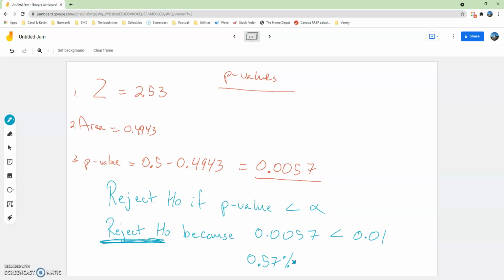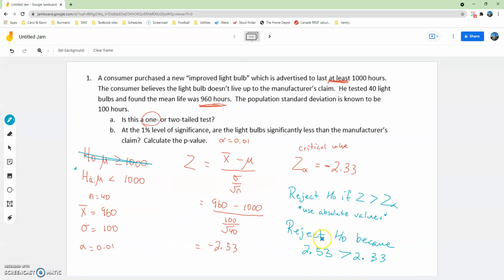So we reject it because of the p-value, and your decision will always be the same, and we are rejecting it here based on the standard or the classic hypothesis approach where we compare two Z values. So both decisions will always give us the same final result. So that's our discussion of p-values.